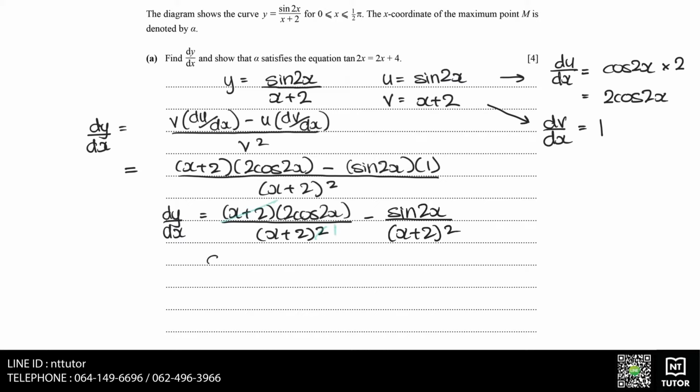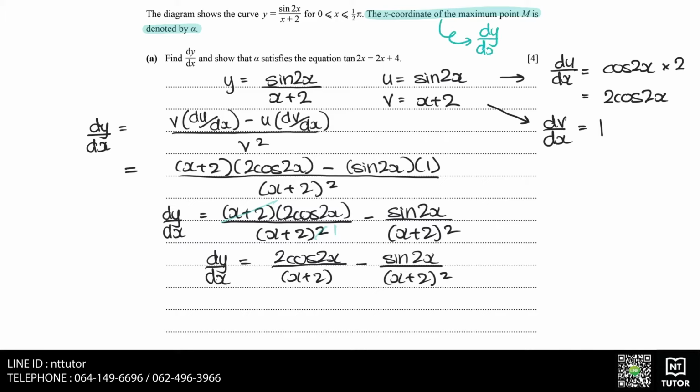Then after simplifying everything, we get dy over dx equals 2 cos 2x over x plus 2 minus sin 2x over x plus 2 squared. We are trying to find an equation that alpha satisfies, and alpha is the x-coordinate of the maximum point M of the graph, and we know that for any maximum point, the gradient is equal to 0, so we're looking for dy over dx equals 0.